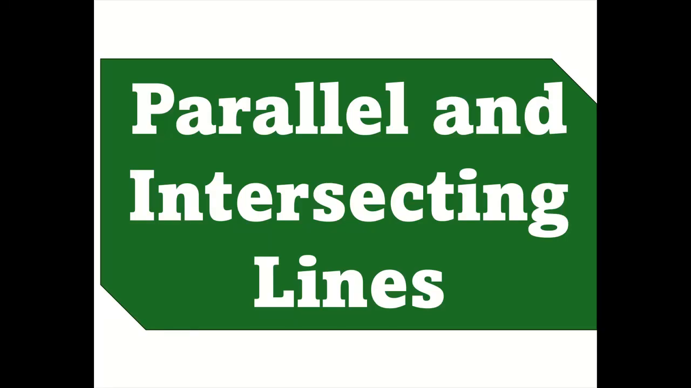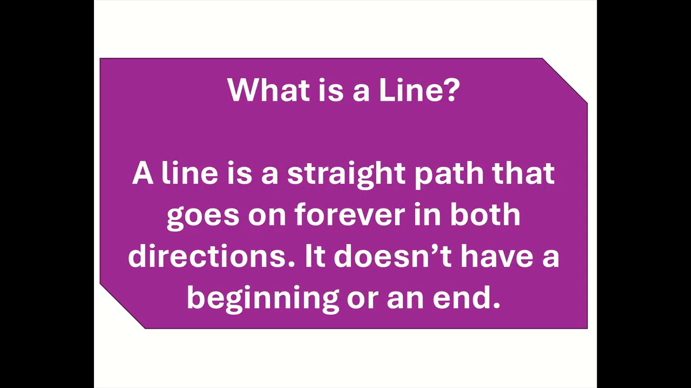Parallel and intersecting lines. What is a line? A line is a straight path that goes on forever in both directions. It doesn't have a beginning or an end.